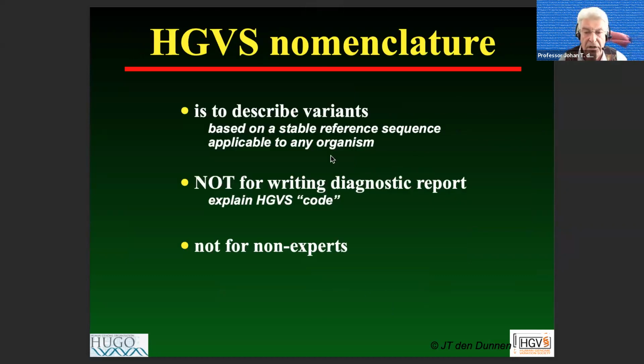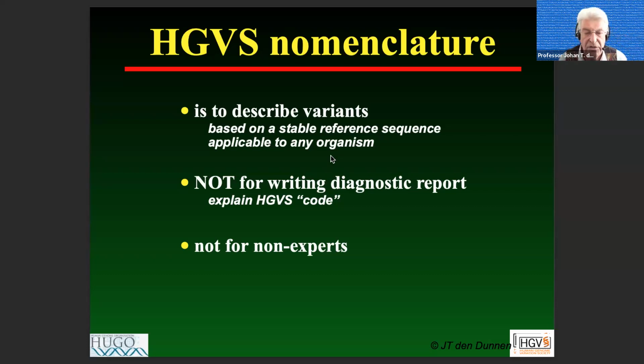One thing in relation to the questions I received through the EMQN is that HGVS nomenclature was designed to describe variants in DNA, RNA, and protein sequences. It's based on a stable reference sequence, and it applies to any organism. So you can also describe, when you have a reference sequence, variants in bacteria, in the COVID-19 virus, or plants, whatever. HGVS was not made for writing a diagnostic report, which more or less explains the HGVS code.